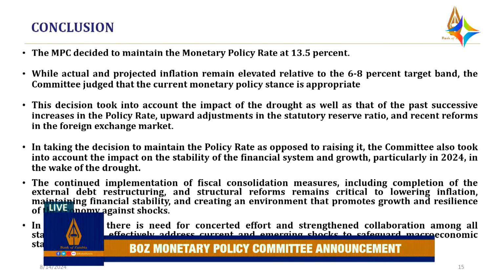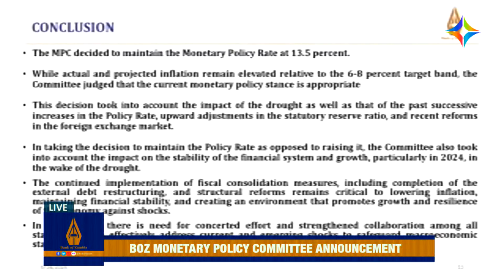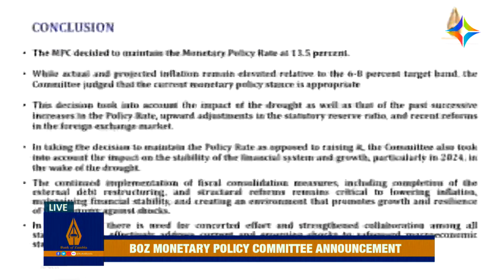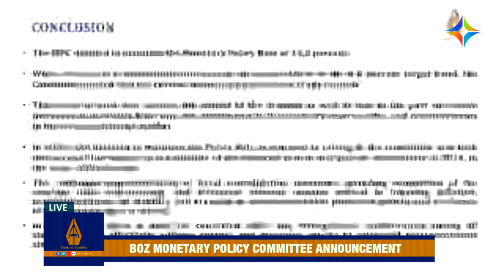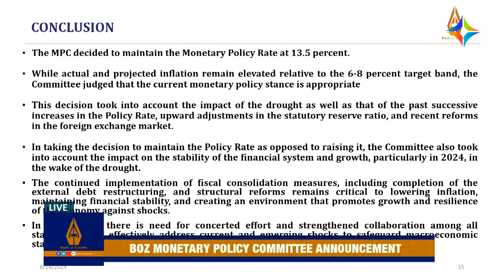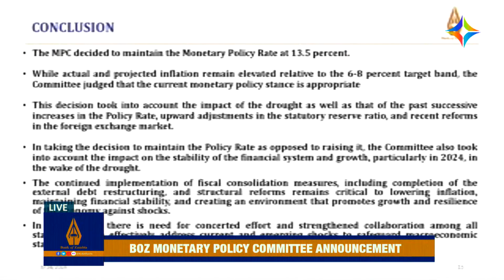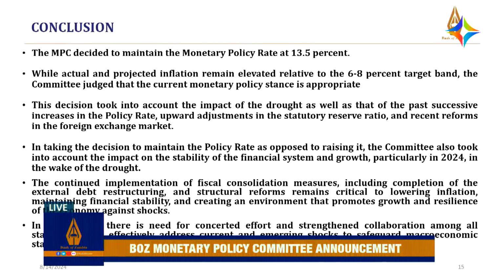This decision took into account, just to reiterate, the impact of drought as well as the past successive increases. We had increases in the monetary policy rate for the past 6 meetings. So we believe that the impact of those is still working itself through the economy. We also made significant adjustments in the statutory reserve ratio. Last time, when we raised this, it was by 900 basis points. That was quite significant. So these haven't gone away. They are still working their way in the economy.